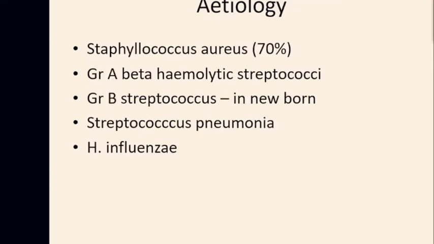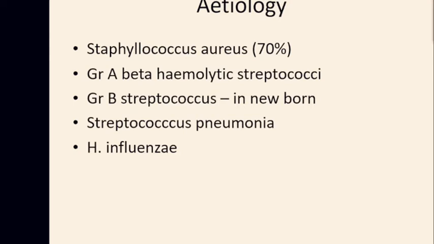So the etiology, the organisms, okay, the most common is Staphylococcus aureus. The next is group A beta hemolytic streptococci. So while treating, we always consider these two organisms, staph and strep, okay. The other is group B streptococcus, especially in newborns. So it could be Streptococcus pneumoniae and also H. influenzae. But nowadays, due to the H. influenzae vaccine, the incidence of osteomyelitis due to this organism is less.